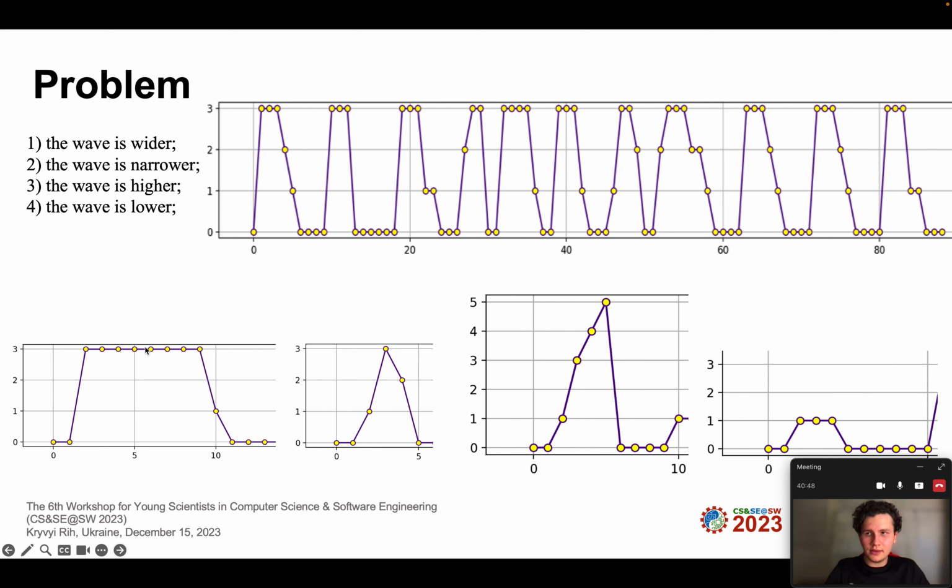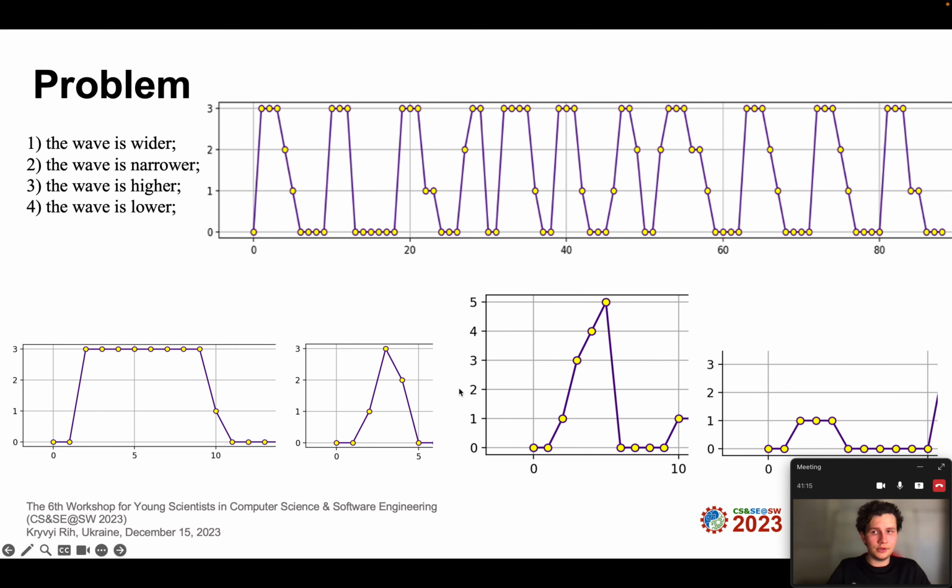The first type of anomaly is when the wave is wider. The second one is when the wave is narrower. The third one is a higher wave than others. And the fourth is when the wave is lower than other waves. And we need to find, specify and signal to the operator when we find these waves.